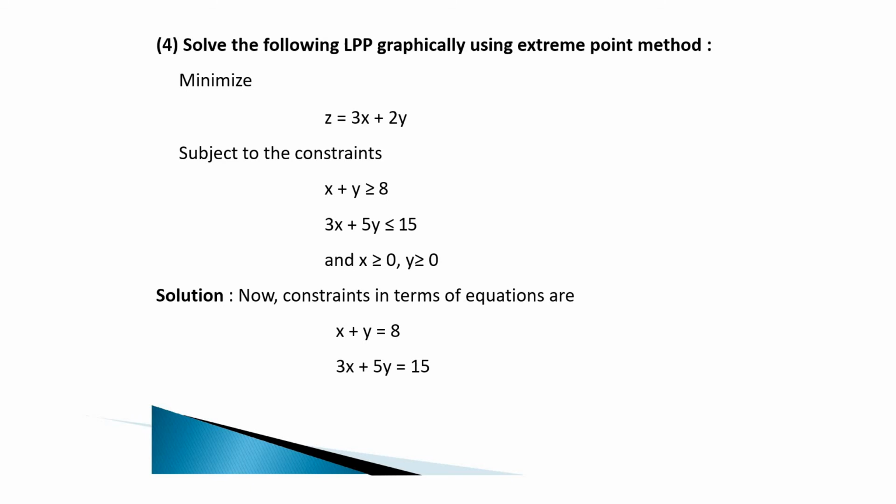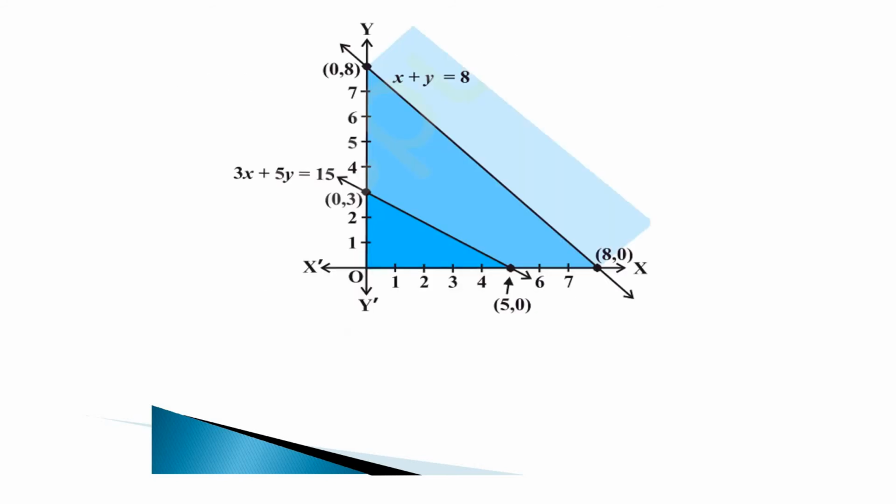Next example, minimize z is equal to 3x plus 2y subject to the constraints x plus y greater than or equal to 8, 3x plus 5y less than or equal to 15 and x greater than or equal to 0, y greater than or equal to 0. Writing constraints in equation form, we have x plus y equal to 8 and 3x plus 5y equal to 15. x plus y equal to 8 will pass through (8, 0) and (0, 8). 3x plus 5y equal to 15 will pass through (5, 0) and (0, 3).